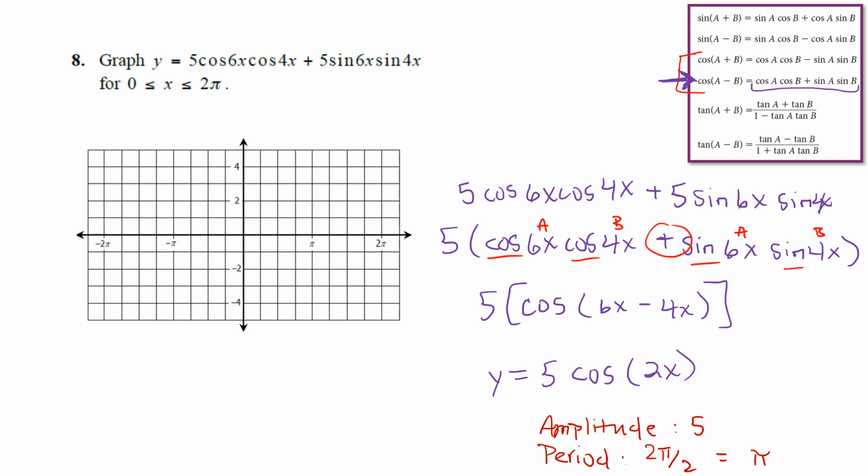For a cosine graph, our amplitude is 5, so we'll start at 5. Then when we go to pi over 2, we'll go all the way down to negative 5. And then when we go to pi, it'll be 5, 3 pi over 2, negative 5, and then 2 pi, 5. Then in between, at multiples of pi over 4, will be our zeros. Then we can connect the dots.